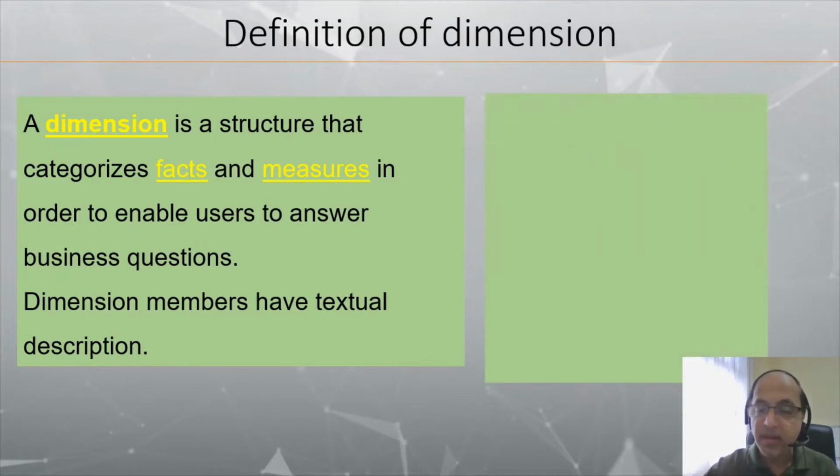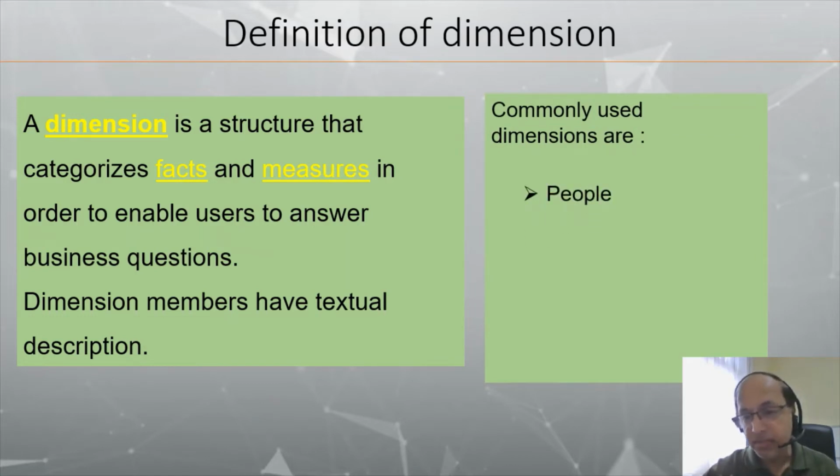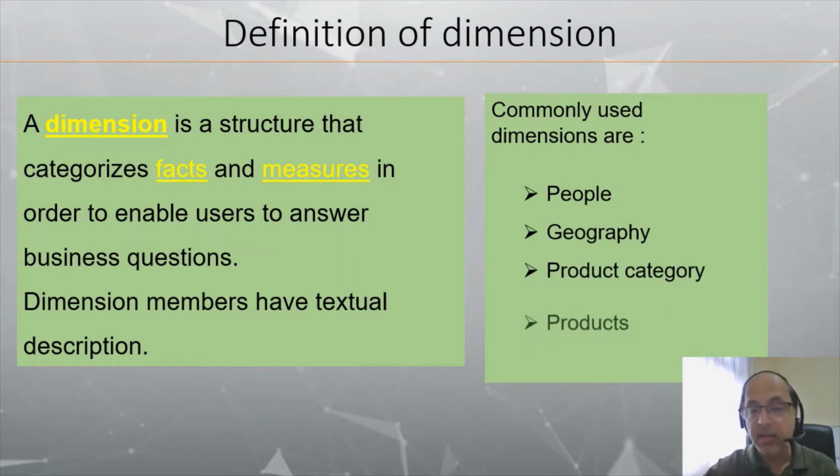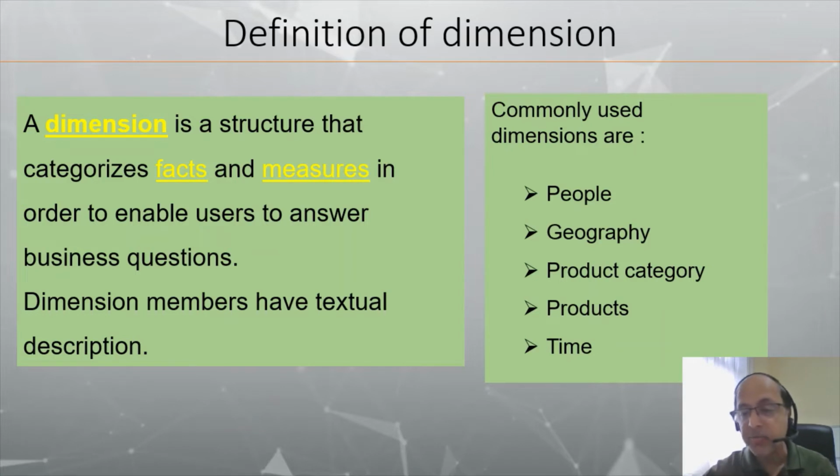Some examples of dimensions are people or employees, geography, product category, and product. You might see that three of these dimensions are also covered in our examples. And time is very important because that's when we want to analyze the data over a specified period, and that we will get from the order date field which we identified.